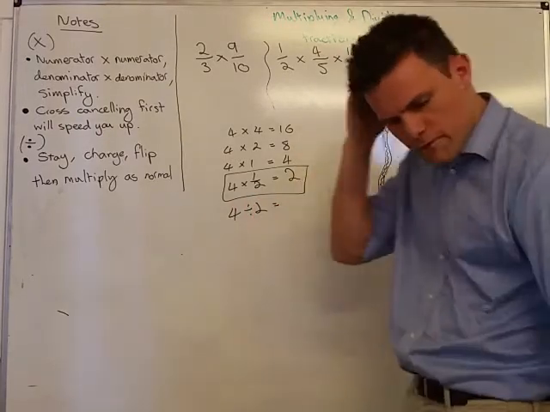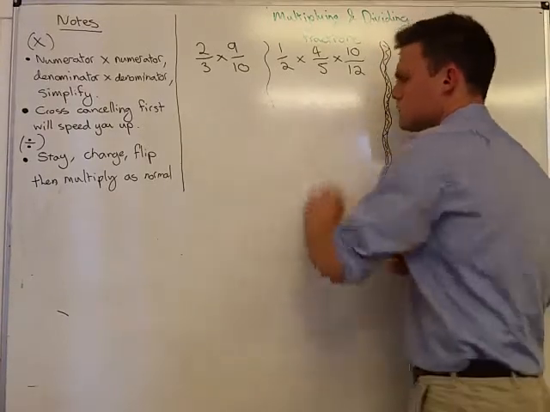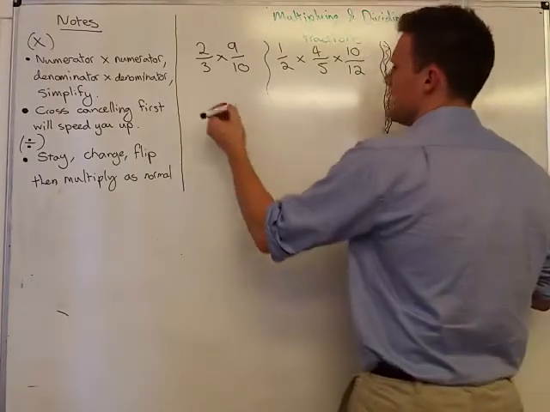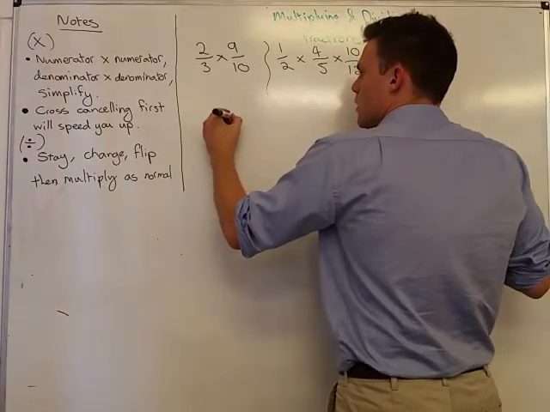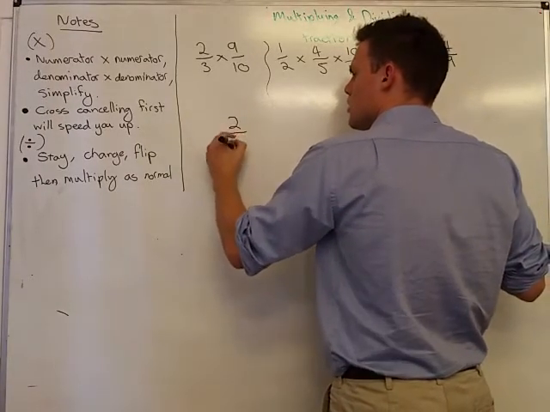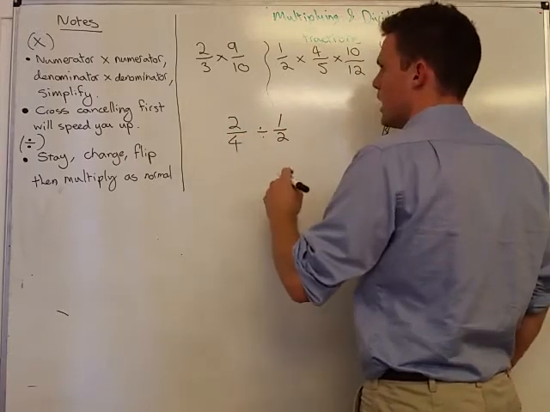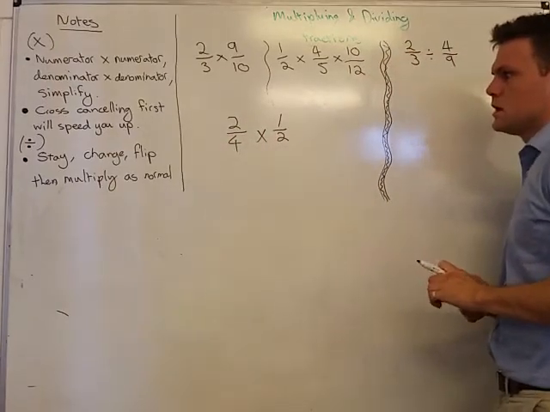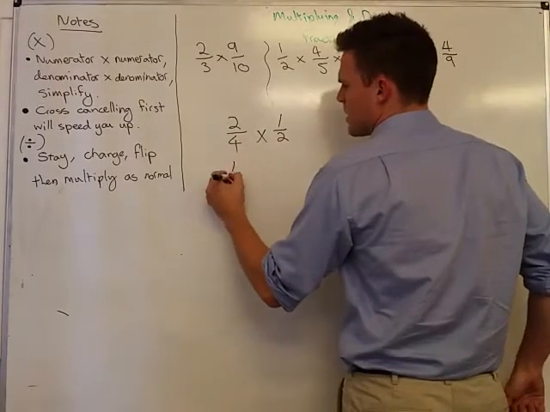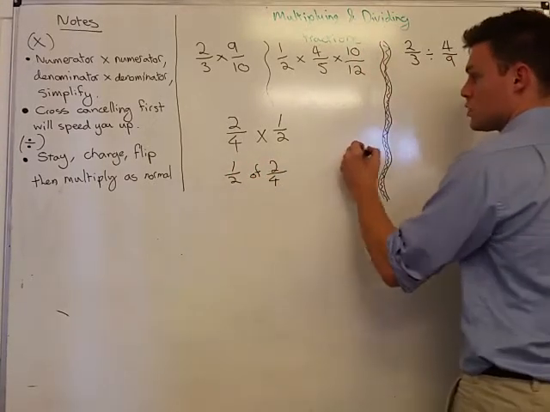Okay, so when I multiply fractions together, let's say I had 2 quarters multiplied by a half. All right? That's basically the same thing as saying half of 2 quarters. We can draw that graphically.